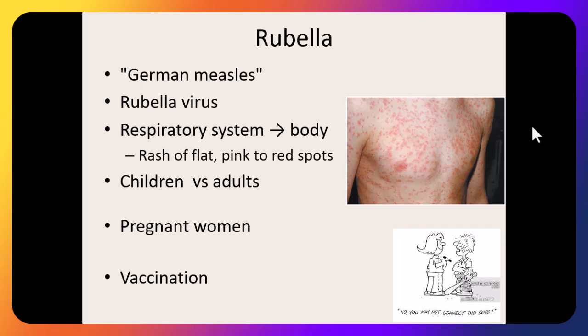There's measles, mumps, and rubella, which is known as German measles. Again, two totally different viruses. And we haven't gotten to measles and mumps yet.